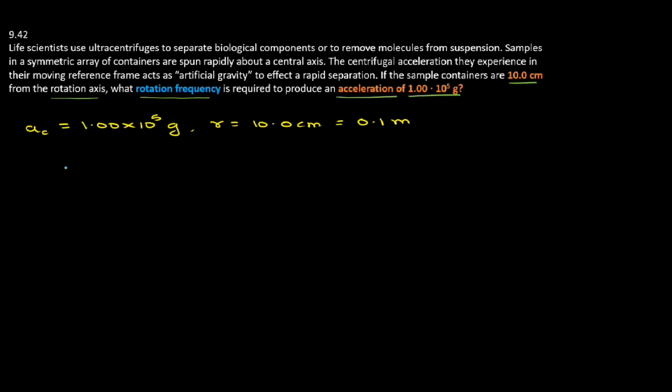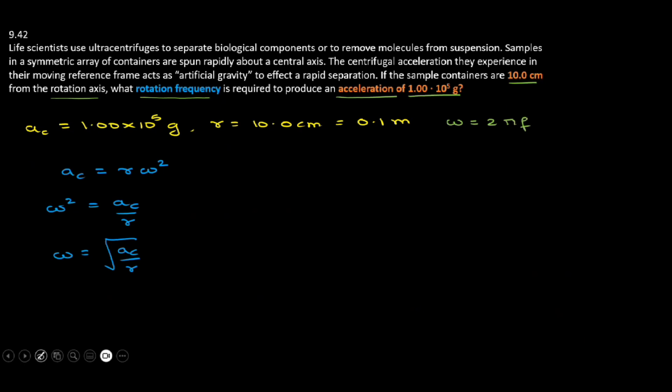So again, we use the same expression for centripetal acceleration. AC equals r omega squared. Divide by r on both sides to leave omega squared alone. AC over r. Take the square root, square root of AC over r. We know that angular velocity omega is related to frequency as 2 pi f. Let's substitute that here. In place of omega we write 2 pi f equals square root of AC over r. So f will be 1 over 2 pi times square root of AC over r.